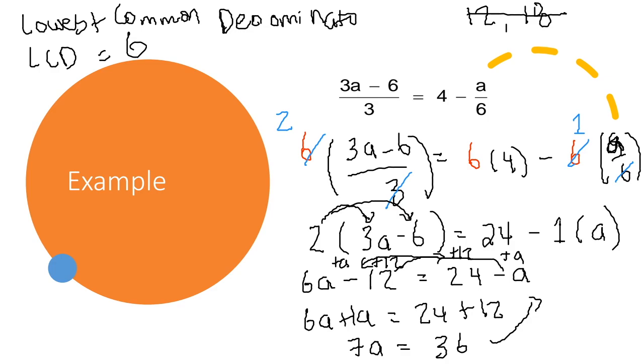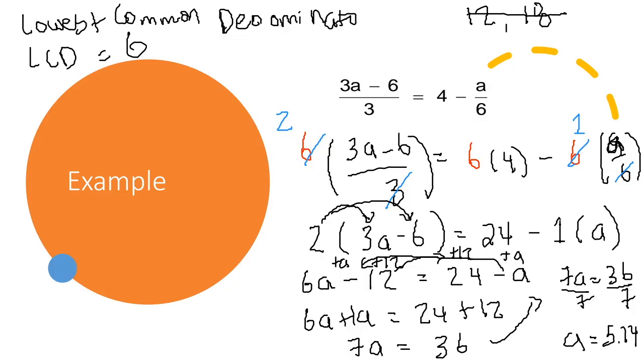Now I'm gonna divide by 7 on both sides. And then I'm gonna figure out what is 36 divided by 7. It's not gonna be a nice number, but it's fine. We're gonna do 5.14, or you could leave it as 36 over 7. Both work.